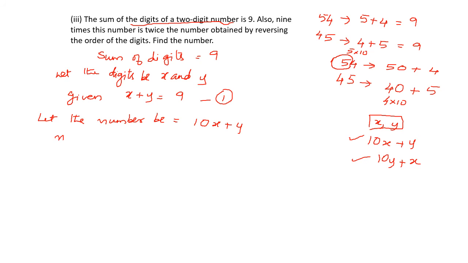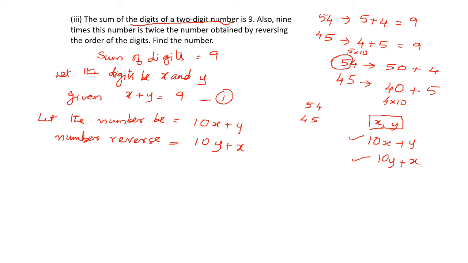Then the number reversed. Reverse means opposite. If you reverse the digits, then we will get 10y plus x. That is, if the number is 54, when we reverse the digits, 4 comes first, and the number becomes 45. That is only what I have written here: 10x plus y and 10y plus x.